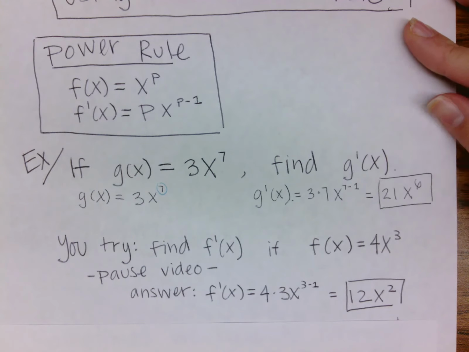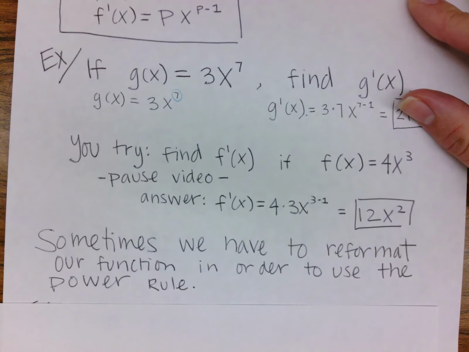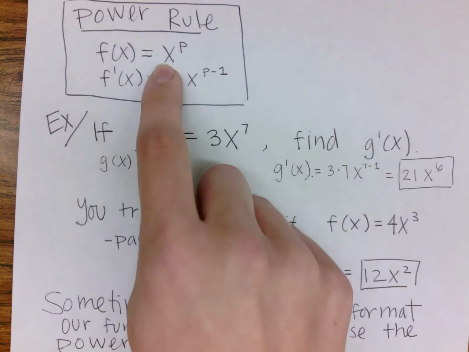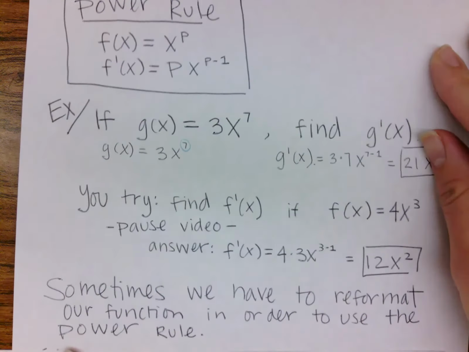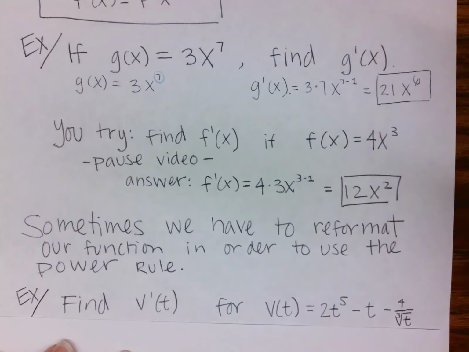Now those are both nice examples of the power rule, but sometimes we have to reformat our function in order to use the power rule. So the power rule is for functions of the form x to the power of p. But what if it doesn't look like that? Here's an example. Find v prime of t for v of t equals 2t to the power of 5 minus t minus 4 over the cube root of t.